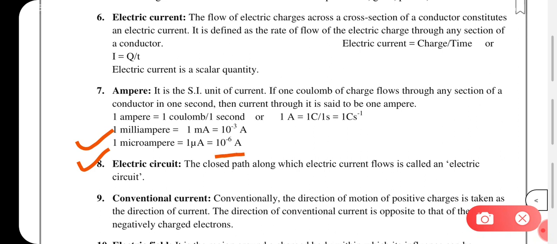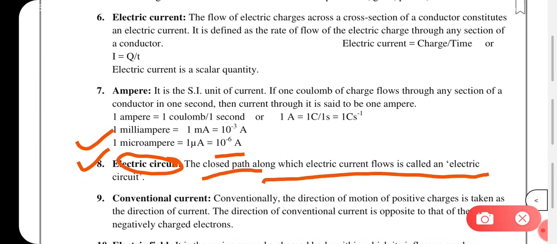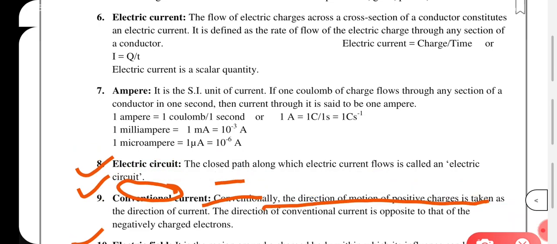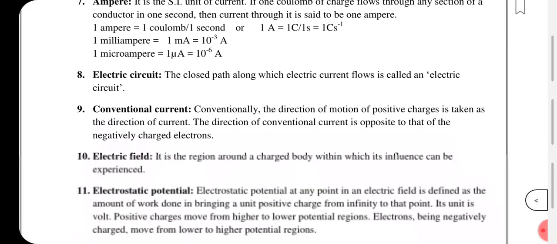Okay, now coming to electric circuit. Now what is this electric circuit? It is a closed path through which the electric current flows, and we call it an electric circuit. Next thing we studied is about conventional current. Now what is this conventional current?